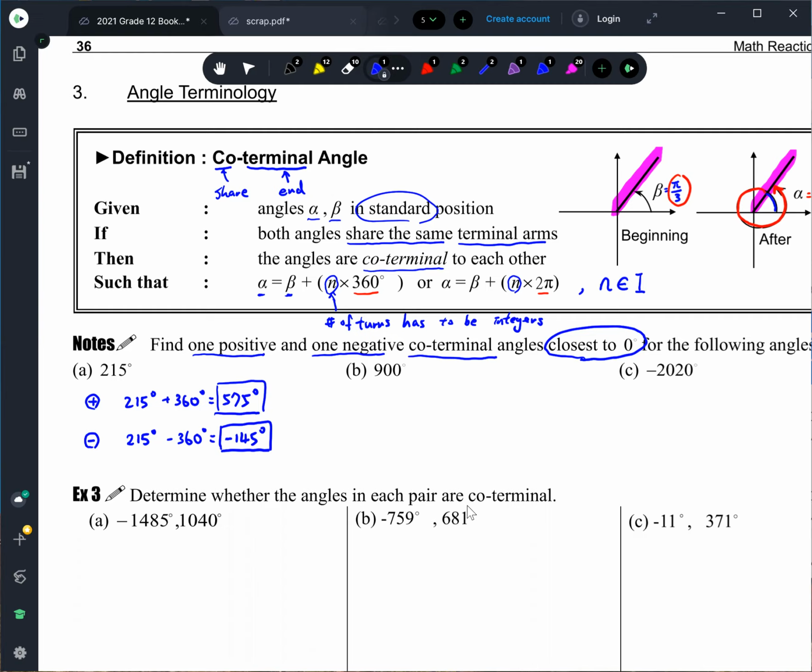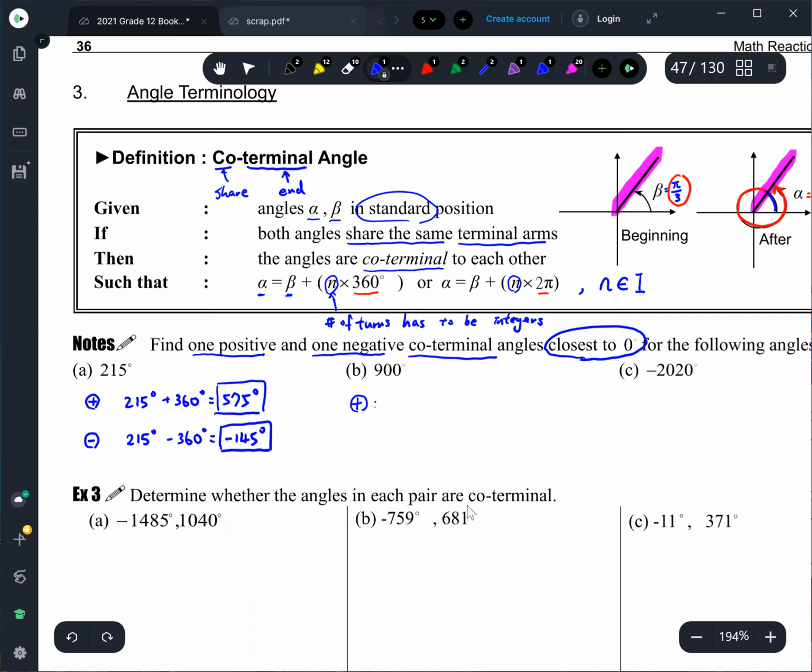Let's check one of the answers, for 900 degrees. If we keep all the answers closest to 0, then everyone should get the same answer. If we don't have that rule, then some get more turns, some get fewer turns.